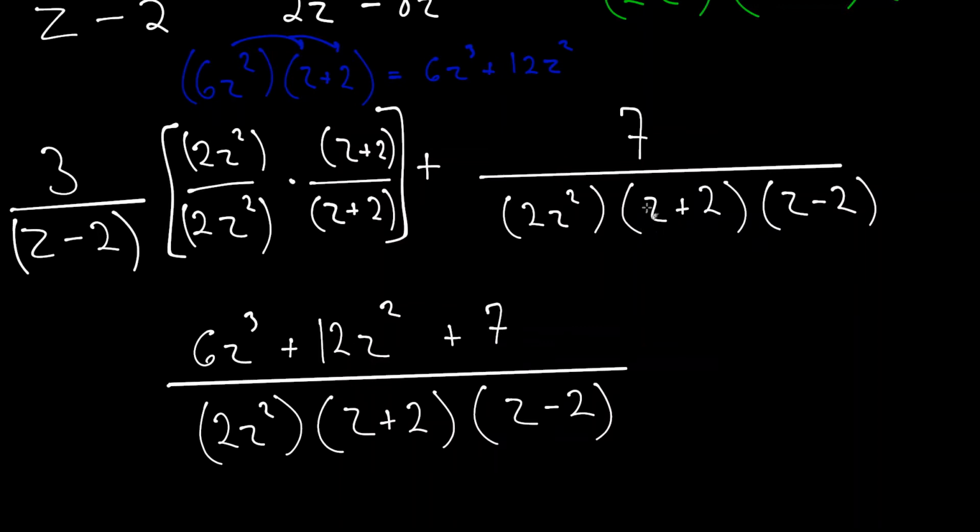One thing to note that's very, very important are restrictions. The restrictions here are that z cannot be 0. It also cannot be negative 2, and it can't be positive 2.